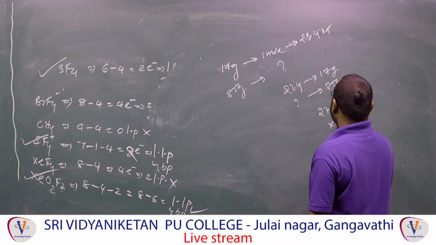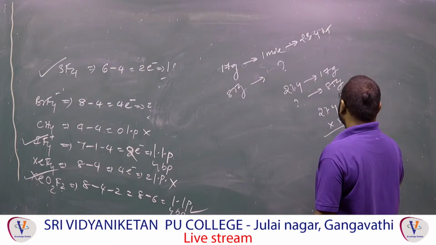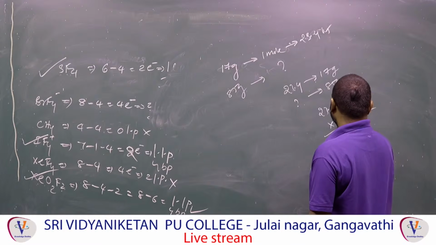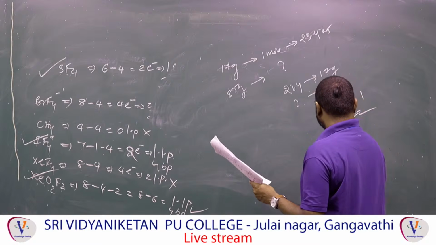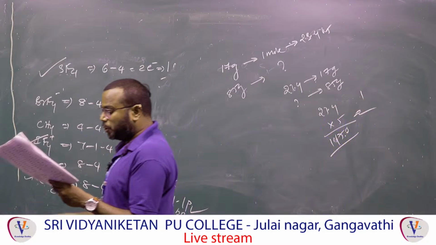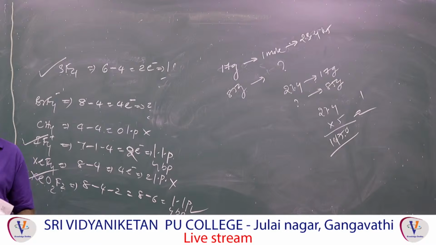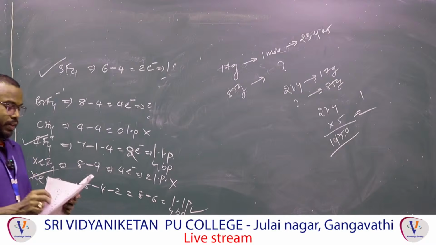So 23.4 into 5 is 20 and then 17, therefore 101. Therefore 117. Option number 1 is the correct answer. Let's go to the next question.